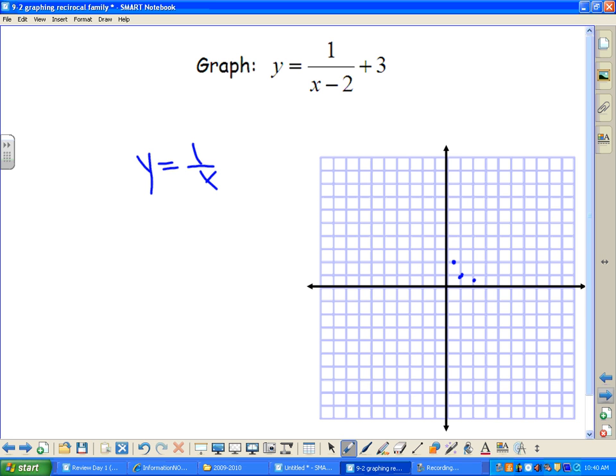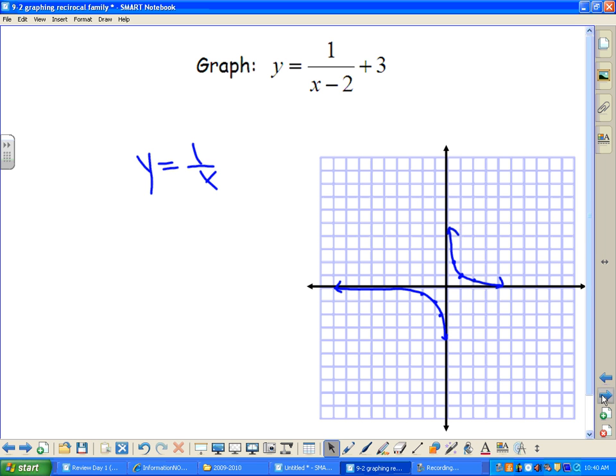Okay? But other than that, all the other points are going to be fractions. And can you see your other branch that's going to be over here? Okay? Now, that's not the final graph in this case. What do you need to do with this graph? Right 2 and up 3, right? Now, how many asymptotes are in this graph? 2.